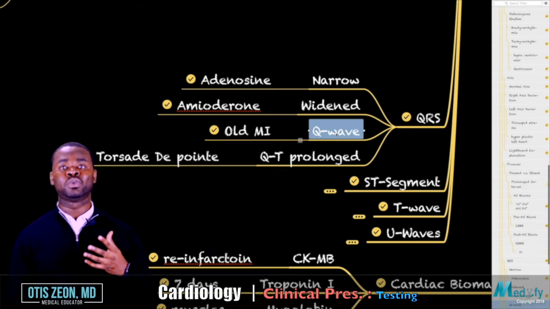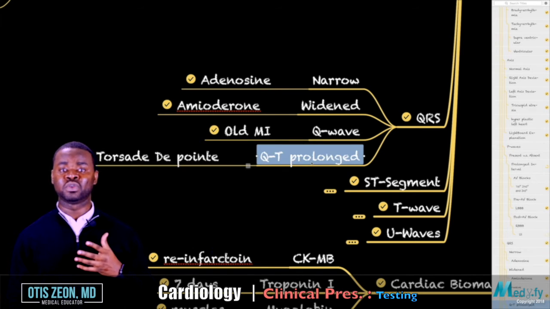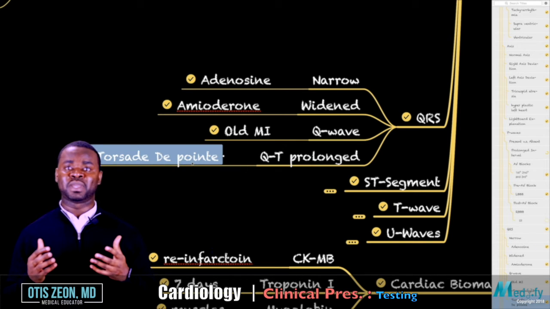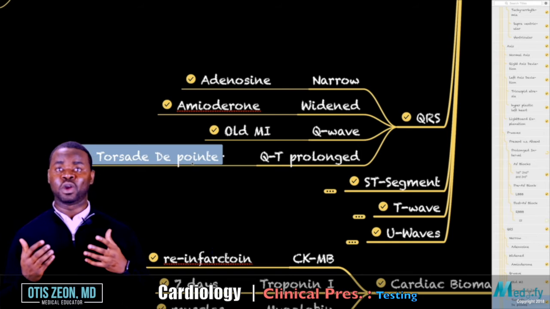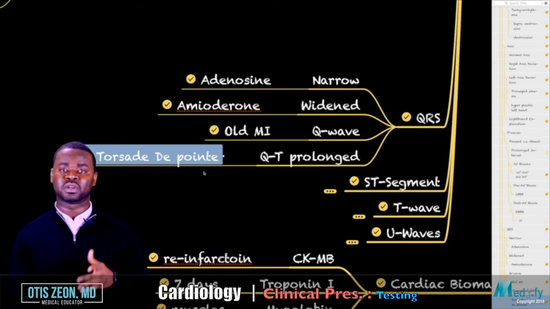There are cases where you may see a Q wave, which indicates an MI, and there's a case where you may see a prolongation of the QT interval, which may indicate torsades de pointes. There are a lot of antiarrhythmics, especially class 1 antiarrhythmics, that are also prone to prolonging the QT interval, which can cause torsades de pointes.